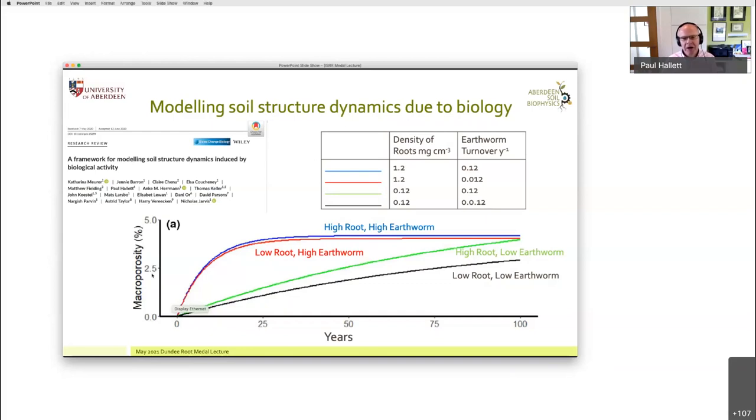But over a longer period of time, we end up having soil structure generating through just the high root environment as well. And where we have fewer roots and fewer earthworms, then we've got the poorest amount of soil structure developing. Now, this was quite challenging to develop this model, but it is at least the first step towards this ability to make predictions of how specific root traits, environmental conditions interact with microbiota and soil fauna to then generate soil structure over time. So I think I've run out of time.